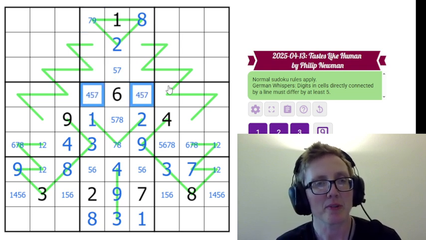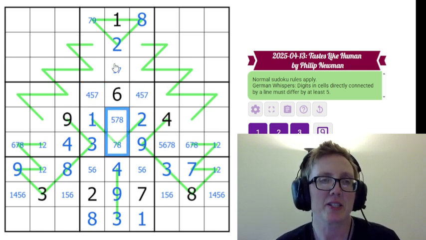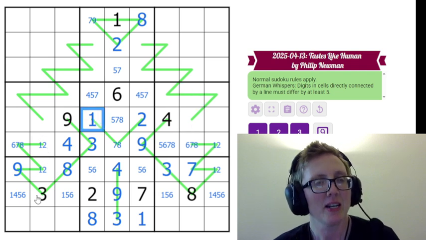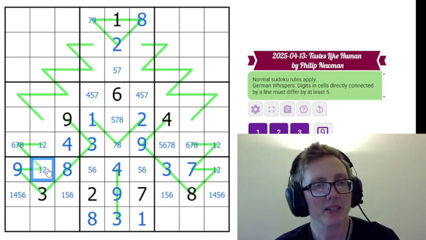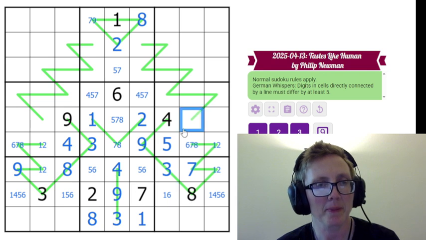Now these are from 4, 5, 7, and 8. They can't be 8 because the 8 is already accounted for in one of these cells within the column, since there's an 8 right there. Alright. So, this is the only place for 5 in the row. Okay. That can't be a 5, therefore.